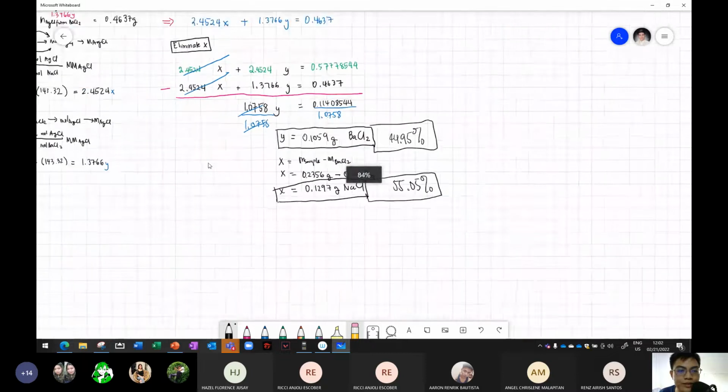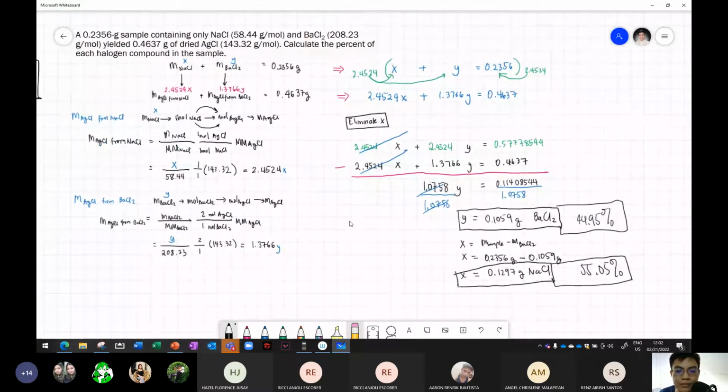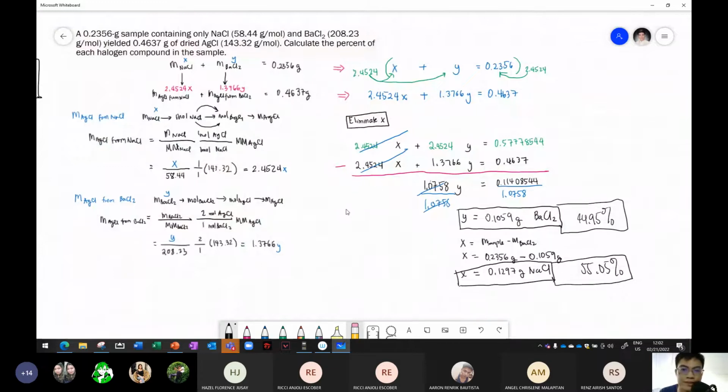So that's it. It seems intimidating at first. However, what are the steps? Let me just recall everything, and if you have questions, let me know. You need to be able to make two equations out of the problem. Okay? That's a requirement.